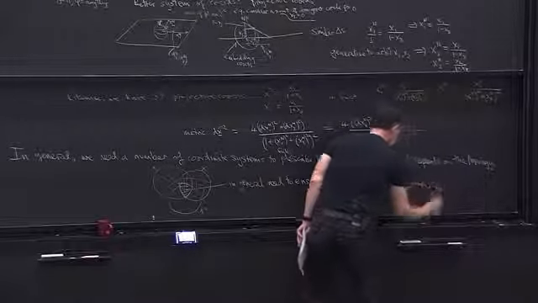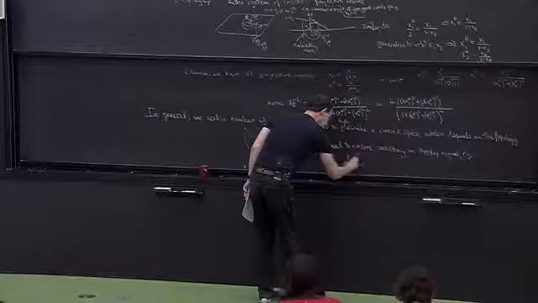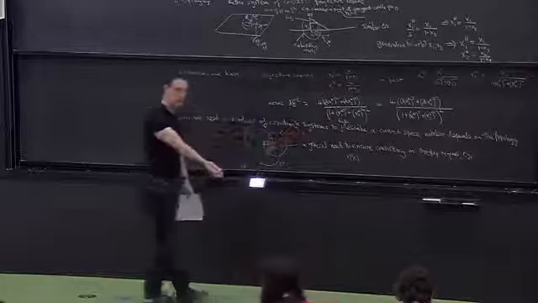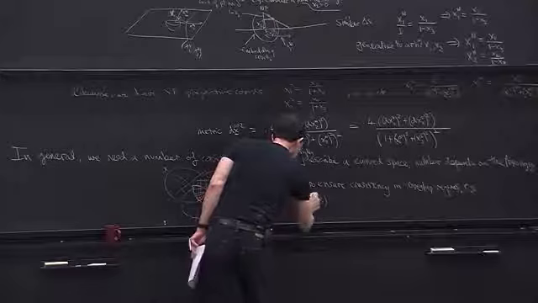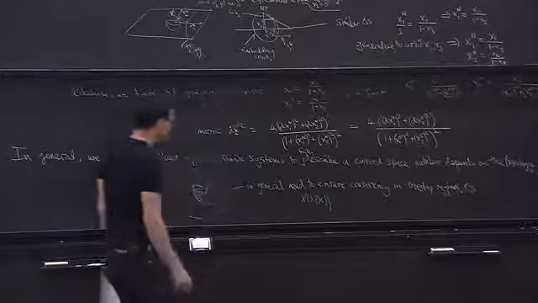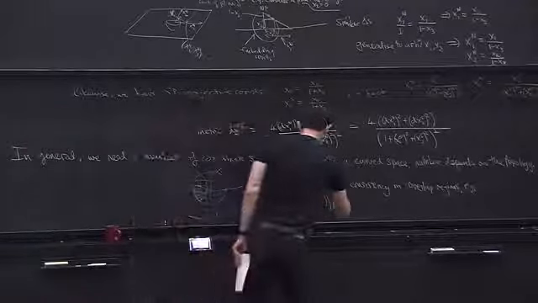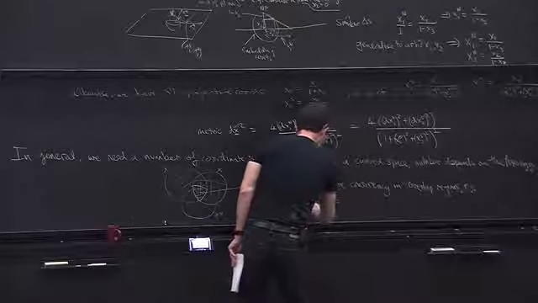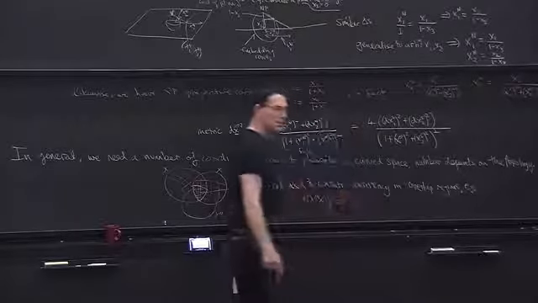For example, if I went from x to x prime, the x primes are functions of the x's, and the x double prime will be functions of the x primes. And I need to make sure that x double prime of x prime of x is the same as x double prime of x.